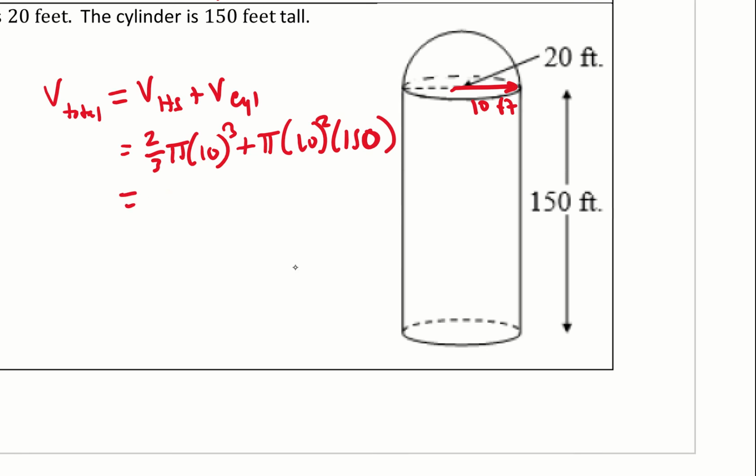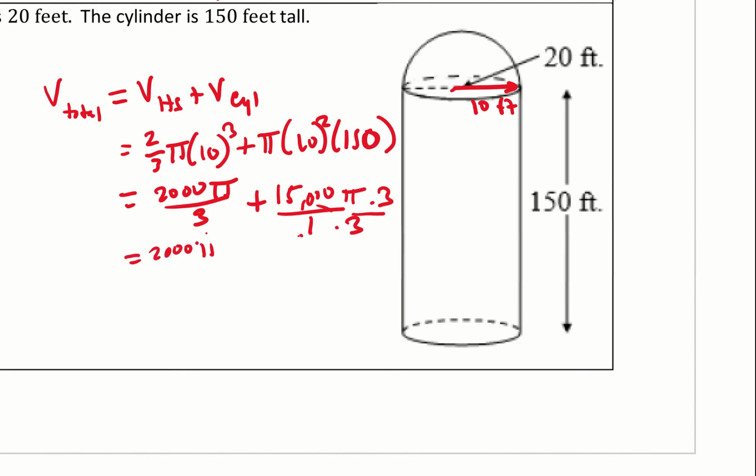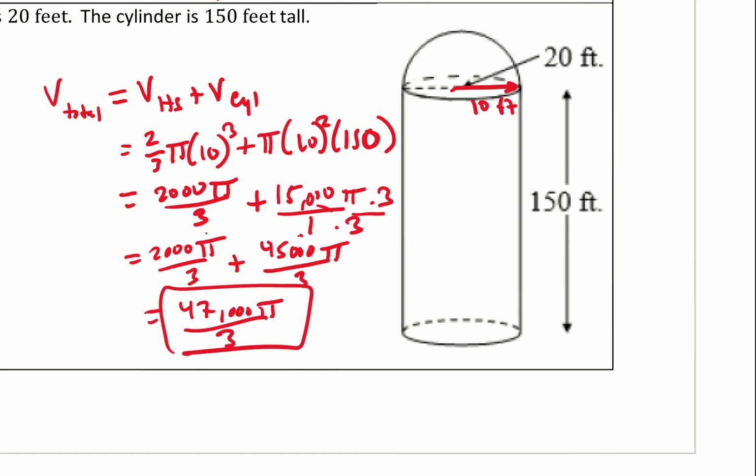And so if you did this, you got 10 cubed is 1,000. 1,000 times 2 is 2,000. So you get 2,000 pi over 3. And then 10 squared times 150 is 15,000. So this becomes 15,000 pi over 1. So this is over an invisible 1, so we need a common denominator of 3. So I'm going to multiply by 3 top and bottom. And then I get 2,000 pi over 3 plus 15,000 times 3 is 45,000 pi over 3. Then you add those numerators together, you get 47,000 pi over 3. And there's my volume of the silo.